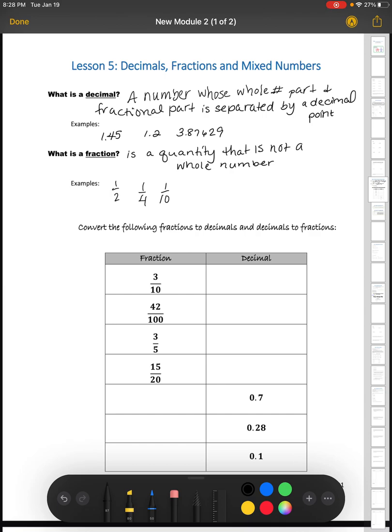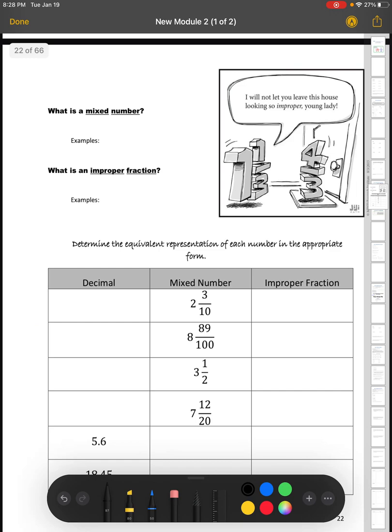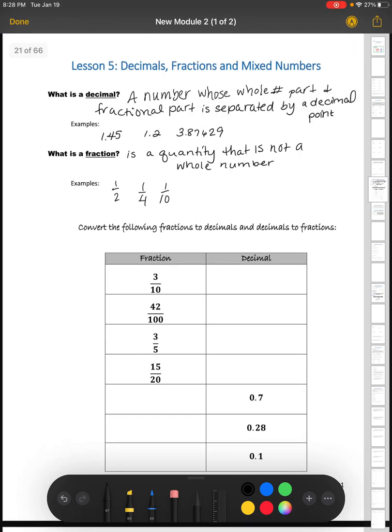It says our next task is to convert the following fractions to decimals and decimals to fractions. One thing that happens a lot is kids don't really think about how our decimal system is based on 10, right? So when we see a fraction like 3/10, that is very easy to convert to a decimal. You would read this decimal, 0.3, as 3/10, just like you'd read the fraction on the left as 3/10. And then in this next example, you see 42/100, and you would write that like so.